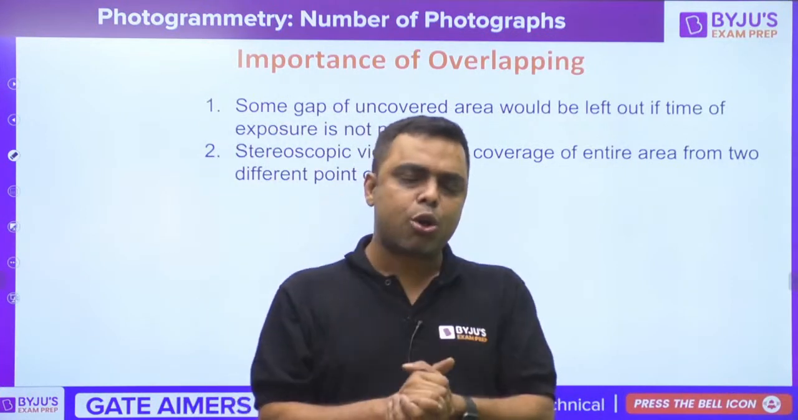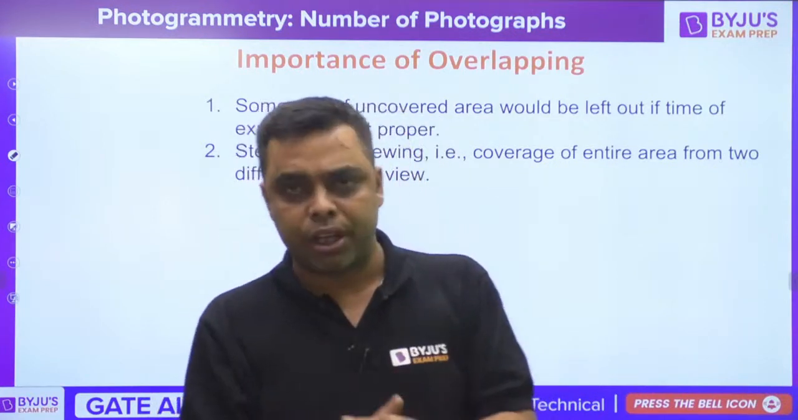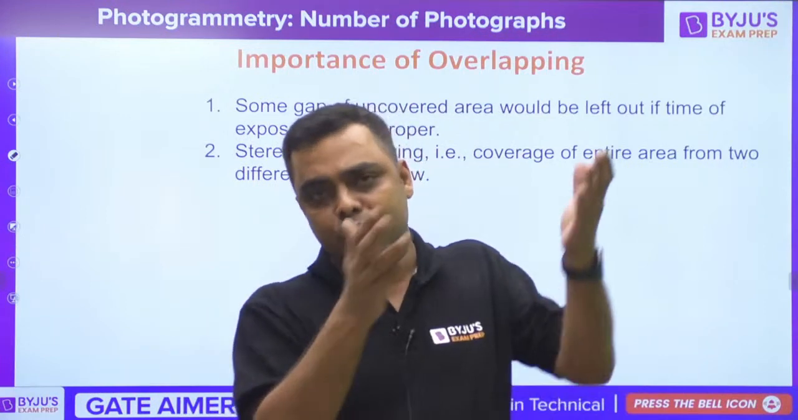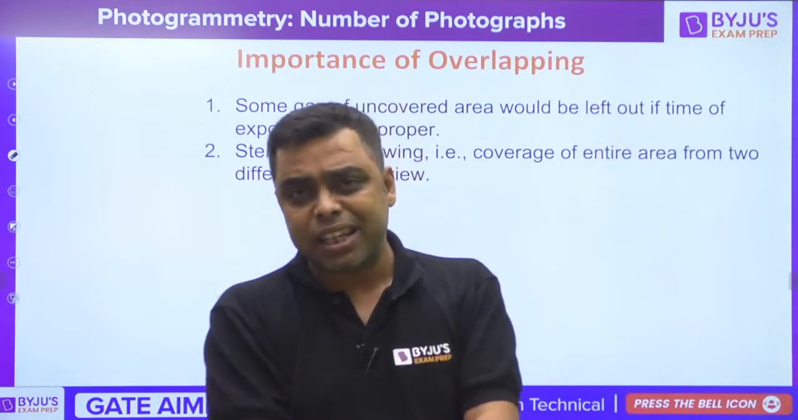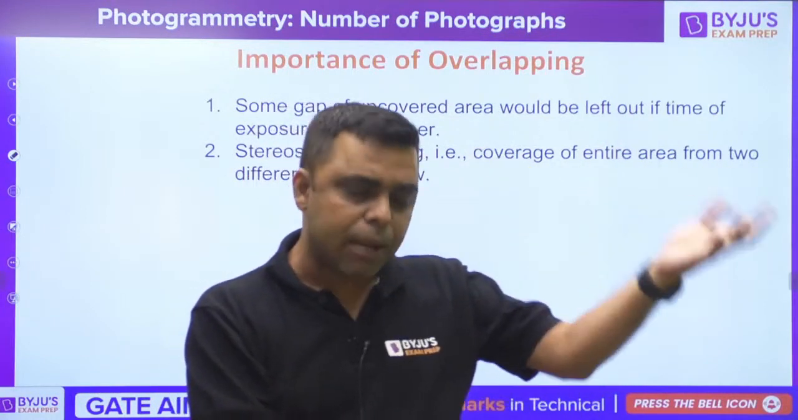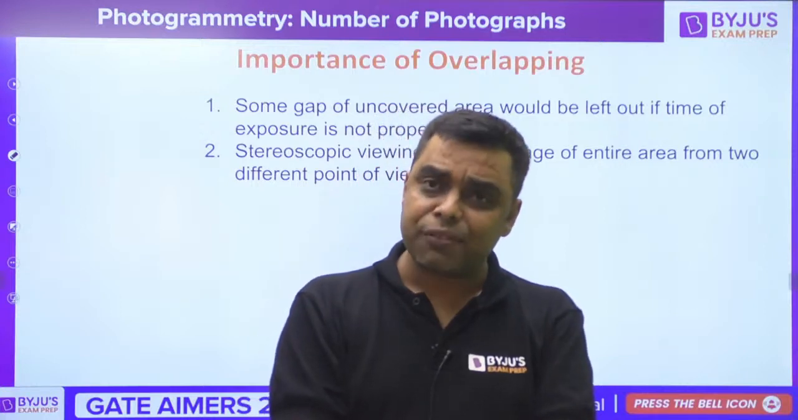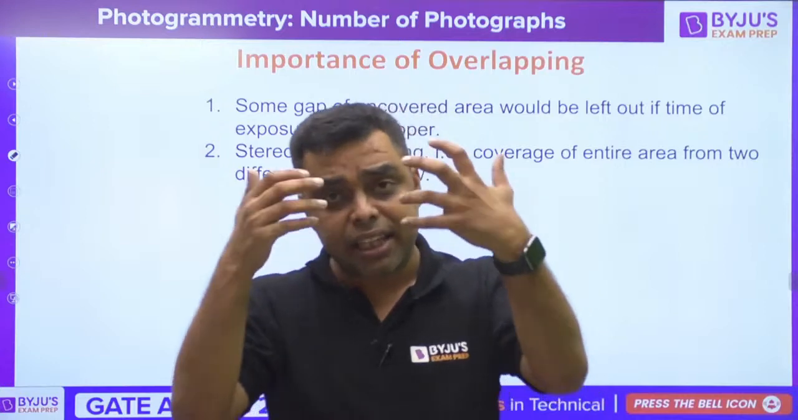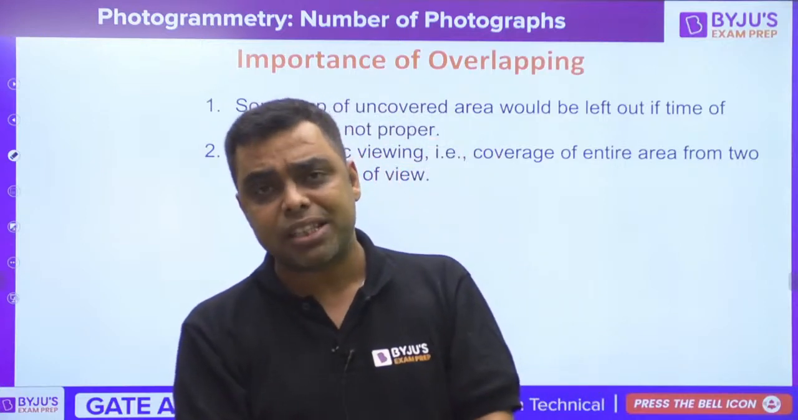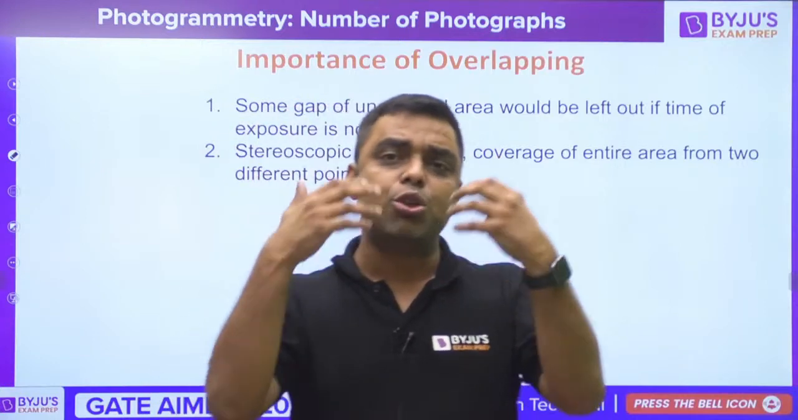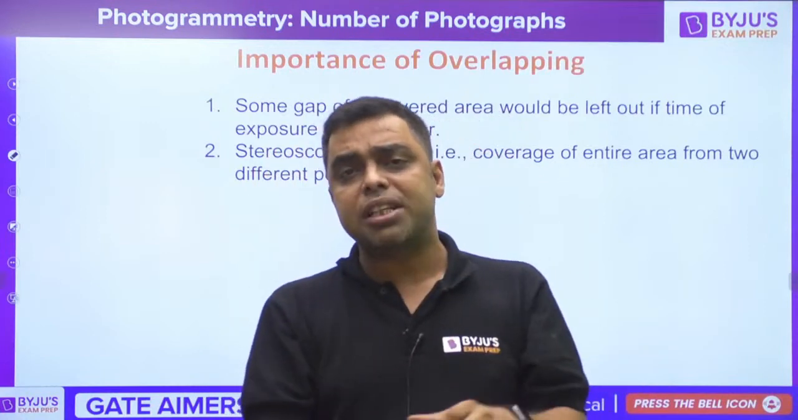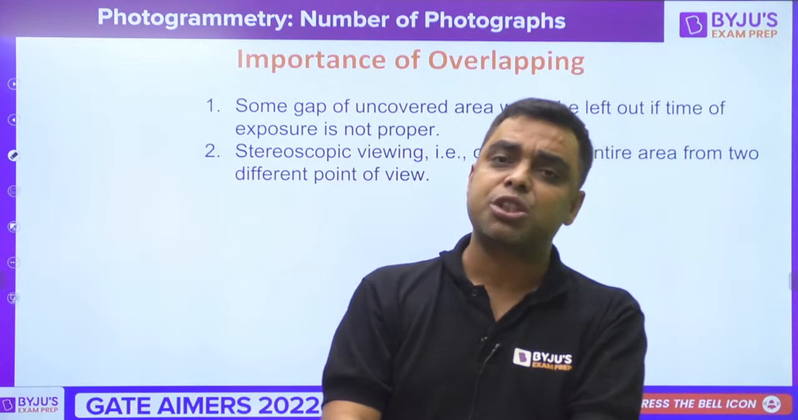So stereoscopic viewing is the 3D viewing. You must have gone to some cinema hall, before lockdown obviously, and you must have seen a 3D movie. In that 3D movie you wear a glass, and then you can see that particular movie as 3D. So that is stereoscopic viewing, and that glass by which you can see the movie as 3D is called a stereoscope.